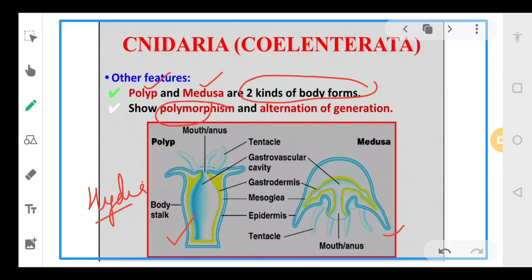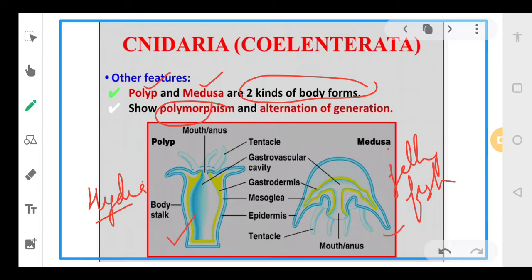Medusa is free living and it is umbrella shaped. The best example is jellyfish. So these organisms that exist in cnidarians, in Coelenterata, exhibit two different forms of the body, and that is why we say that they show polymorphism. Polymorphism means two different forms.